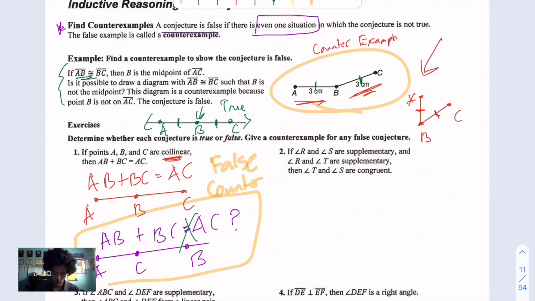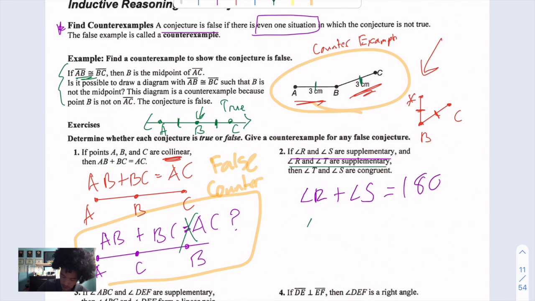All right, next one here. If angle R and angle S are supplementary. Okay, I'm going to write this out first. This one's kind of tricky. If angle R and angle S are supplementary, when you get all these vocabs, just break it down. Angle R plus angle S equals what? It should equal 180. Okay, 180. And then angle R and angle T are supplementary, so that's also going to be 180. Okay, so those two are valid.